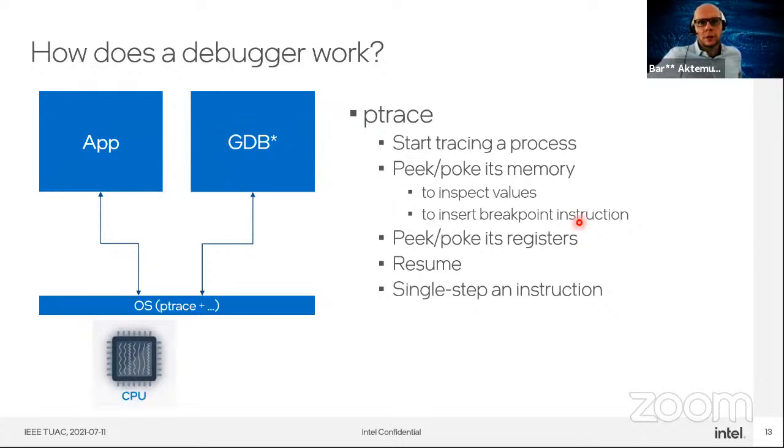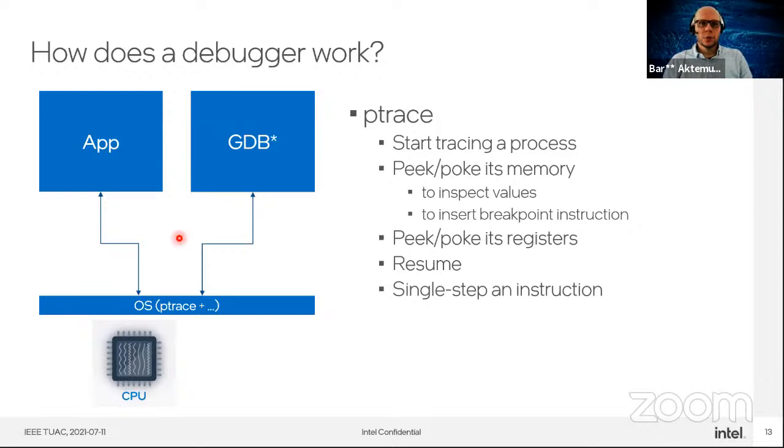So how does a debugger work in general? This is the Linux view, but the same principles apply on other operating systems such as Windows too. Suppose we have an application that we want to debug, and the application runs on top of the OS and executes on the CPU. If you want to debug this application, you would also start the debugger. In this case, we are using GDB. GDB is another process that's running on top of the OS.